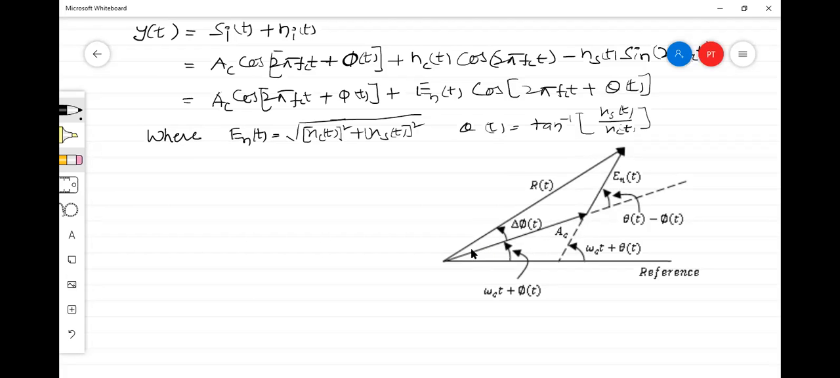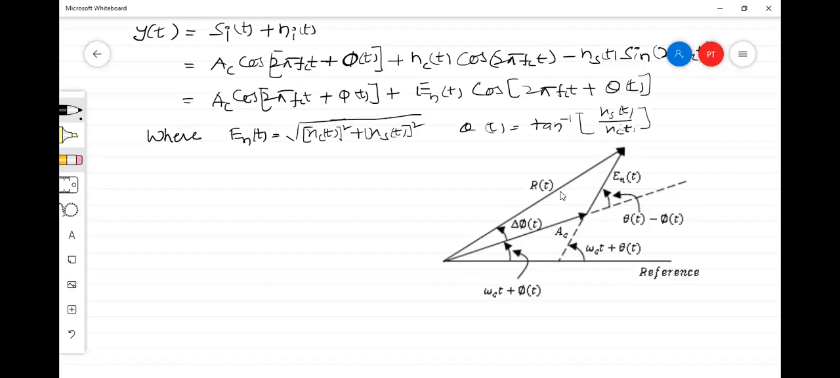Then what about the resultant? The resultant will be from here to here, R of t. This R of t has a change in magnitude as well as a changing angle with respect to the reference as well as with respect to the carrier, I mean the modulated carrier, the FM carrier. With respect to this, it has an angle delta phi of t, and with respect to the reference, it will have the sum of these two angles.